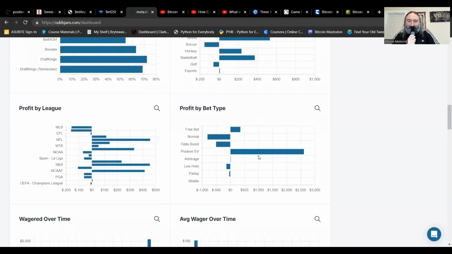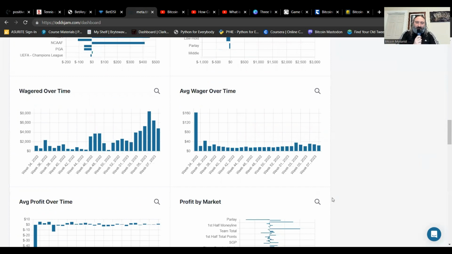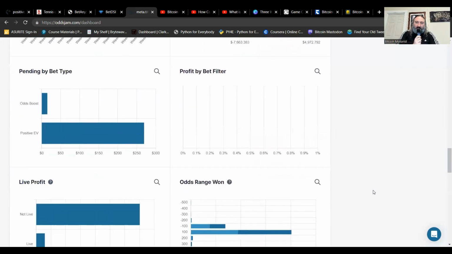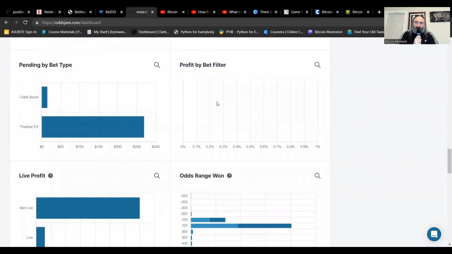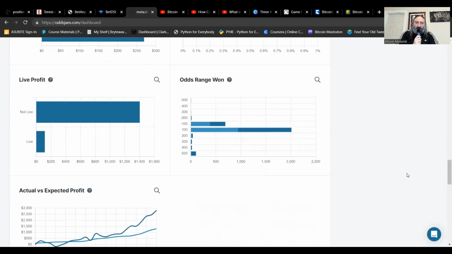Profit by bet type, no brainer. Positive EV is the best moneymaker. You have to just go on that positive EV page and start placing bets. And what is this? Profit by bet filter. I don't even know what this is. This is brand new. Pending bet type, odds boost, and positive EV. Live profit.